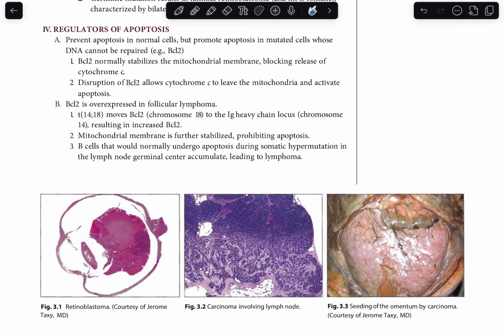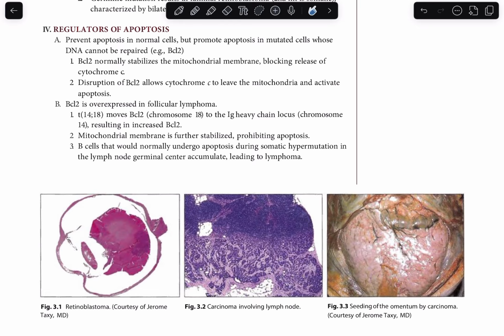Regulators of apoptosis prevent apoptosis in normal cells, but promote apoptosis in mutated cells whose DNA cannot be repaired. An example is BCL2. BCL2 normally stabilizes the mitochondrial membrane, blocking release of cytochrome C. Disruption of BCL2 allows cytochrome C to leave the mitochondria and activate apoptosis. BCL2 is overexpressed in follicular lymphoma.